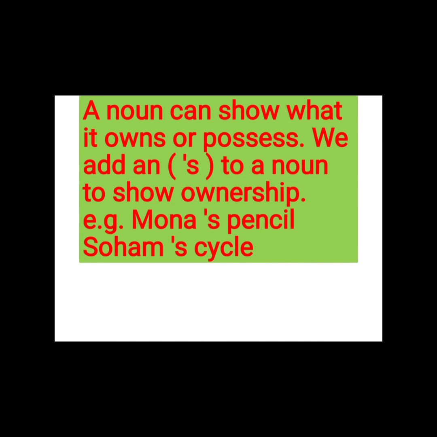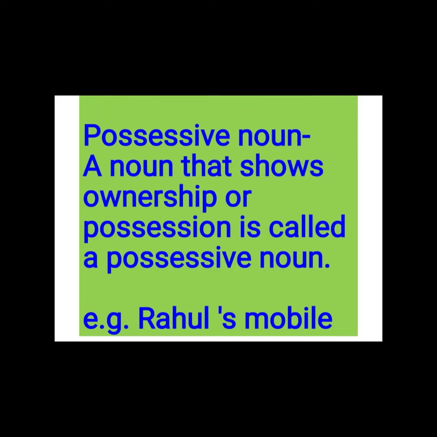A noun can show what it owns or possesses. We add an apostrophe s to a noun to show ownership. What does it mean? It means that we can show the ownership with the help of apostrophe s, like Mona's pencil. Whose pencil? Mona's pencil. It means Mona is the owner of the pencil. Soham's cycle. Who is the owner of the cycle? Soham is the owner of the cycle.